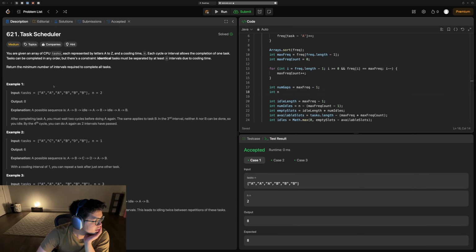So in this example, there are 2 tasks with the max frequency. So it'll be 2 minus 1, which is 1. But that's not the number of idles. There are 2 idles. Max frequency minus 1. That's how long each idle is going to be. Like we have a potential idle and another potential idle.